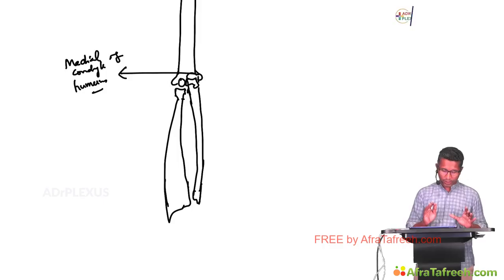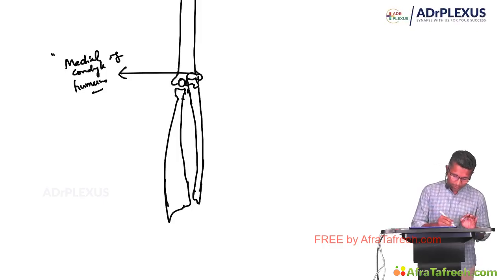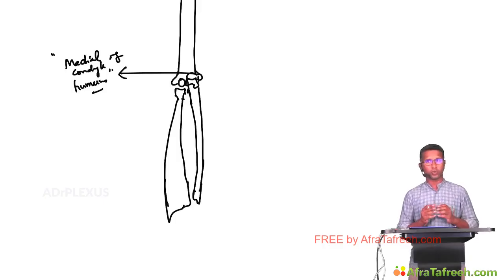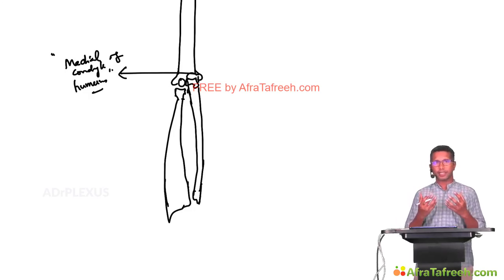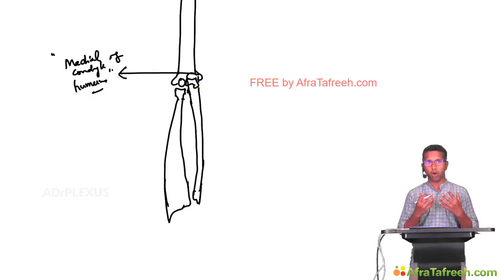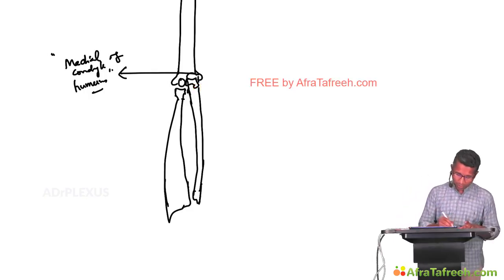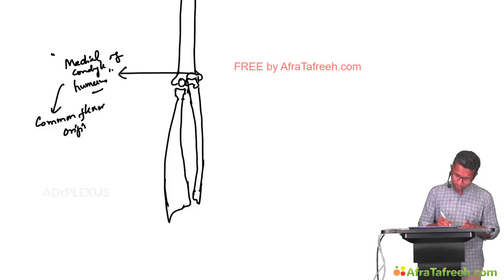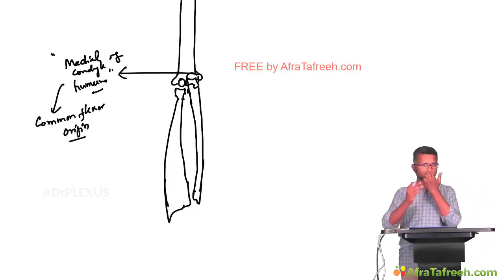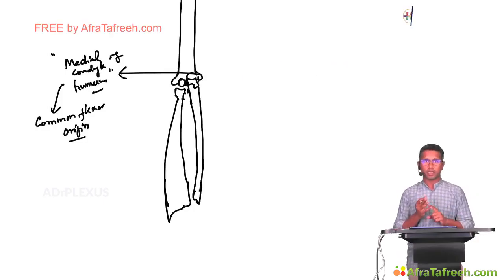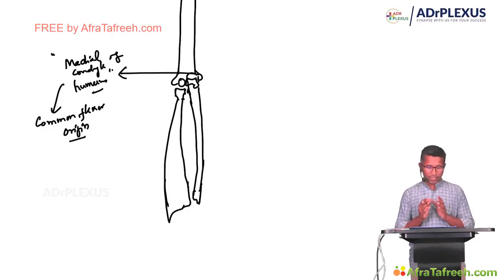At this junction you need to know about the medial condyle of the humerus. We also know that the medial condyle is the area where the flexor muscles take their origin. It is a common flexor origin. Among the flexor muscles, the most medial muscle, close to the ulna, is the flexor carpi ulnaris muscle.